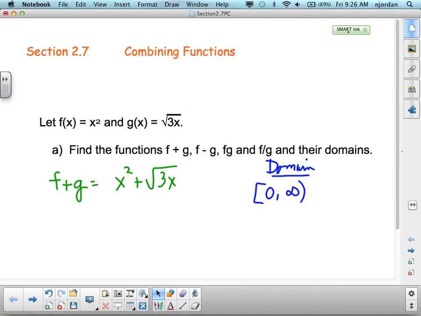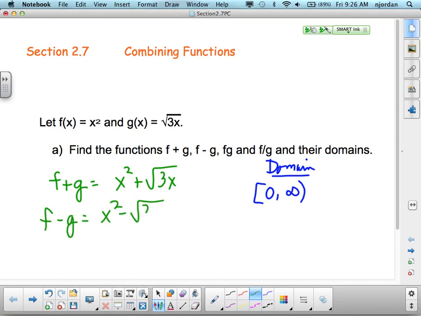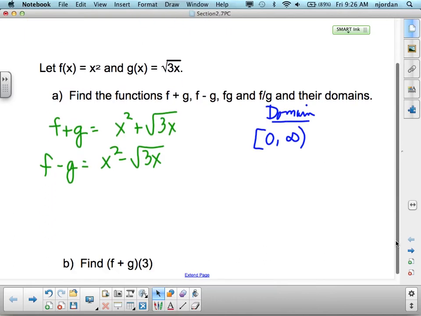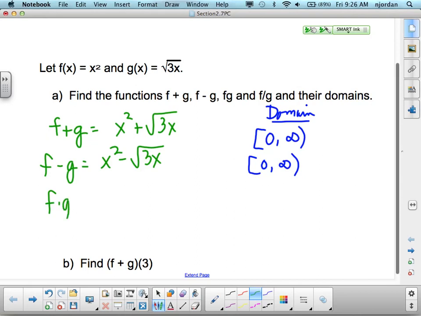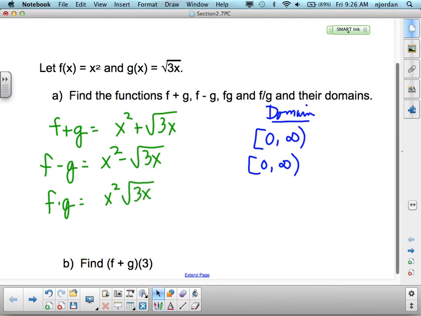Okay. Now when I'm subtracting them, again, if you can simplify your function in the homework tonight, please make sure you do that. But here we don't want to worry about simplifying, okay? And again, that domain would be the same thing. If we can multiply the two functions together and simplify that, we would do so. Here we can just leave it as x squared times the square root of 3x, same domain.